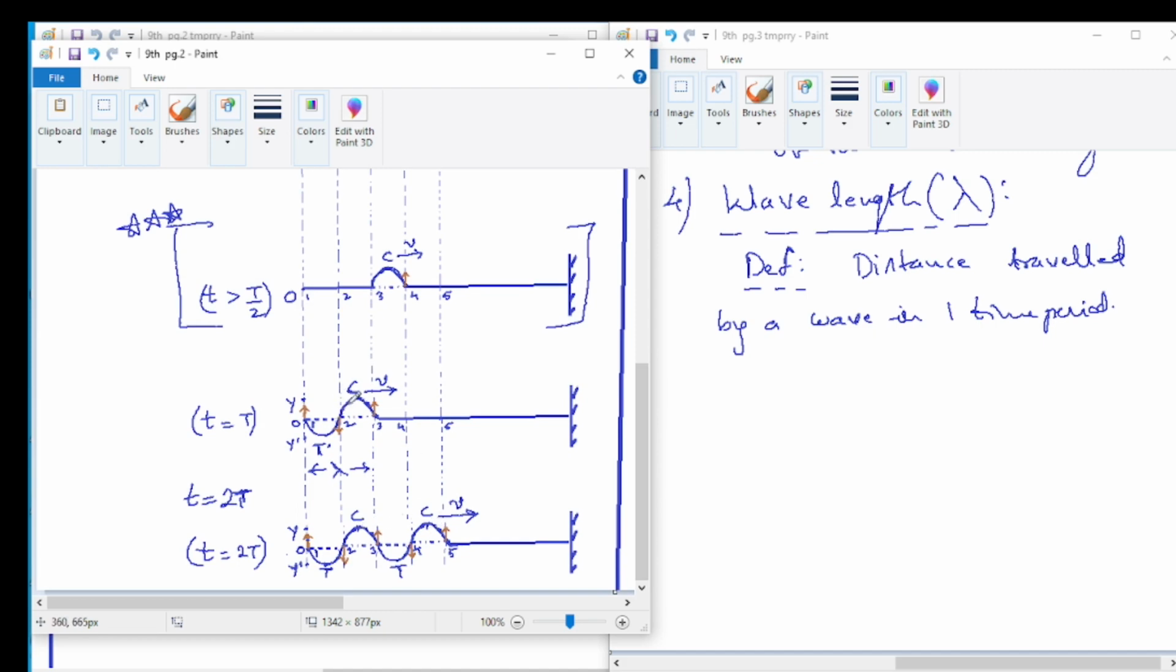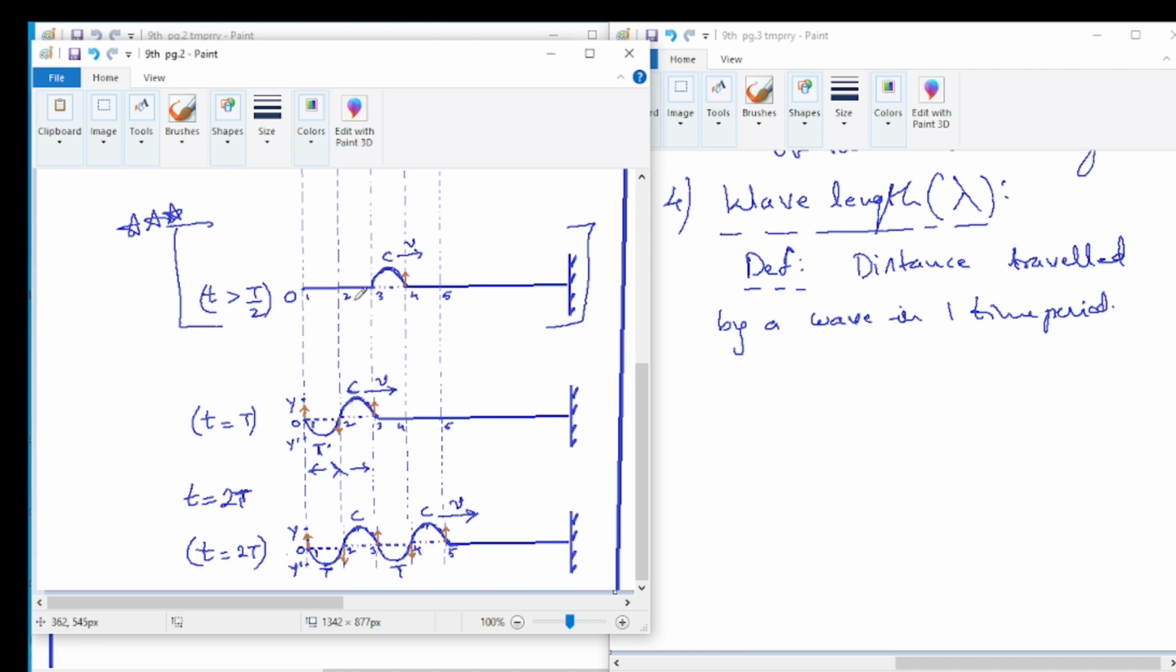Now among all the other particles, which is the highest particle in the crest? The center of the crest, we have already seen, is the highest particle. It's at the highest position above the mean position. Earlier we have already seen this is the center of the crest. So where is the position of the crest here? The crest is between 2 and 3, so exactly at the midpoint the center of the crest is present.